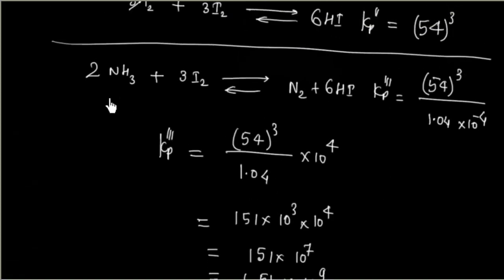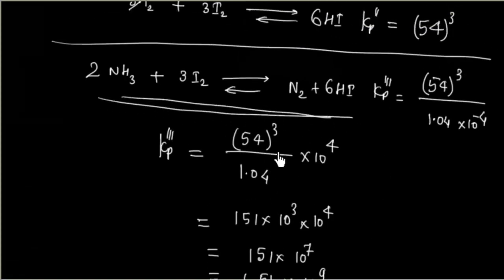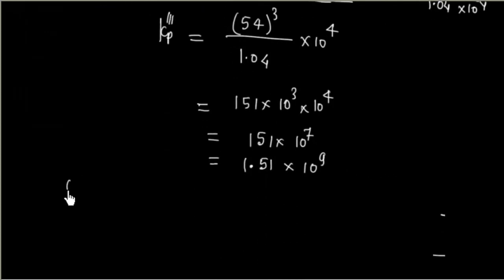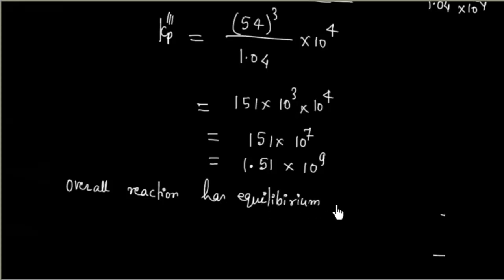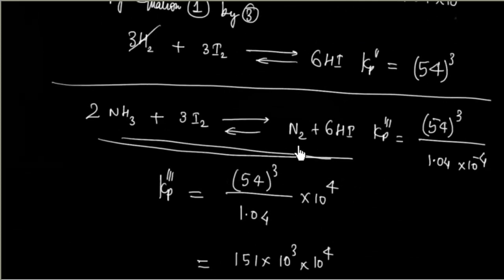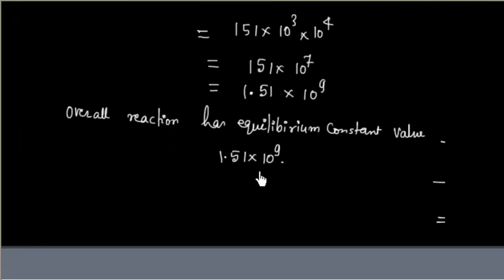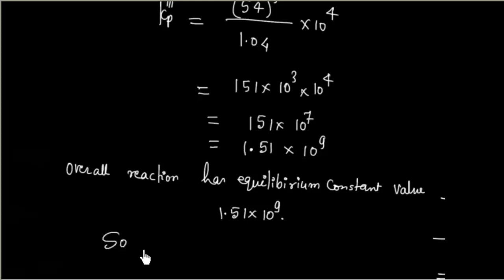So equilibrium constant for this reaction, that is the overall reaction, is very high. That is, overall reaction has equilibrium constant value, and this is equal to 1.51 into 10 to the power 9. So this means product is favored. So nitrogen and HI favored. So equilibrium constant is very high. So mainly product is favored.